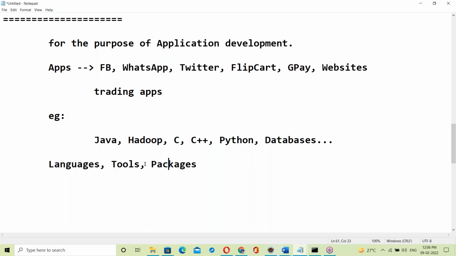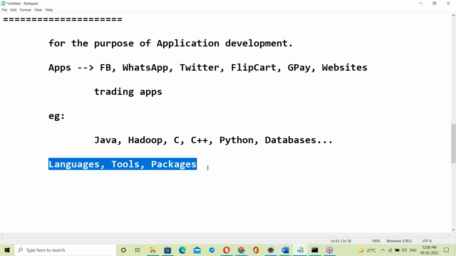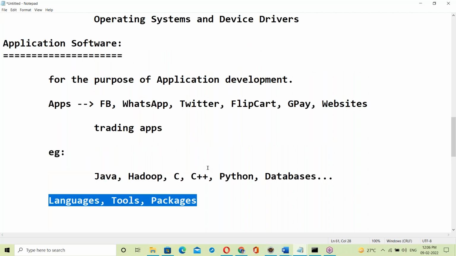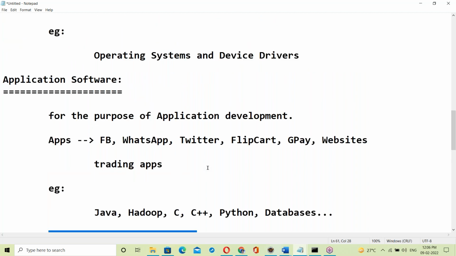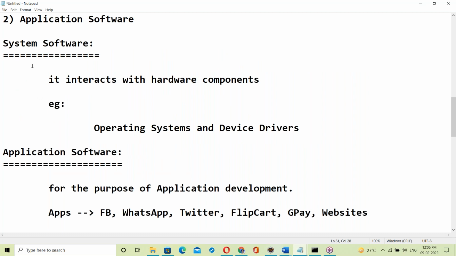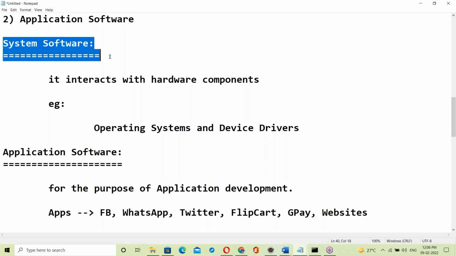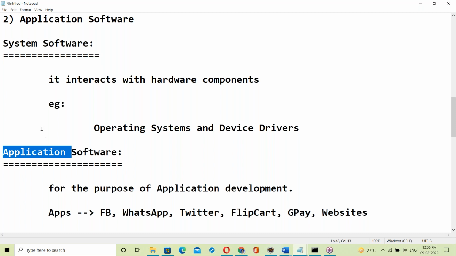Okay, SAP, ERP, and all these are application software. Exactly which is application software? System software interacts with hardware components. Except system software, others are application software. There are only two categories: one is system software, the other is application software. Software which is interacting with the hardware is system software, and which is not interacting is application software.